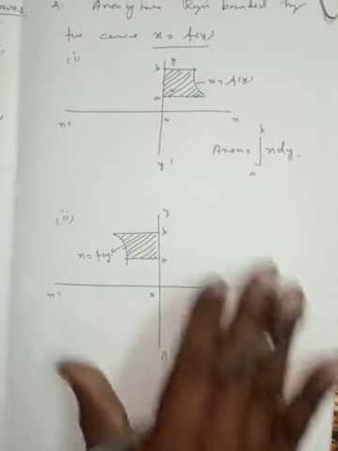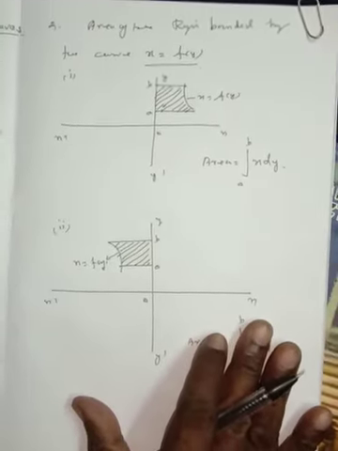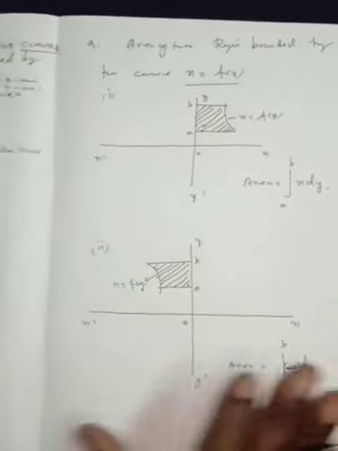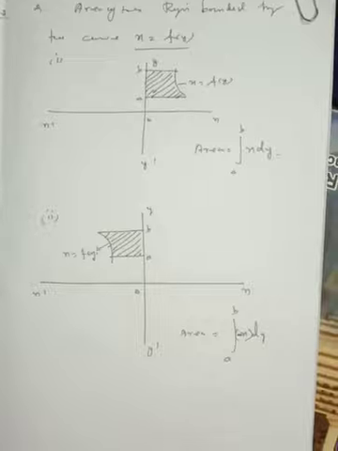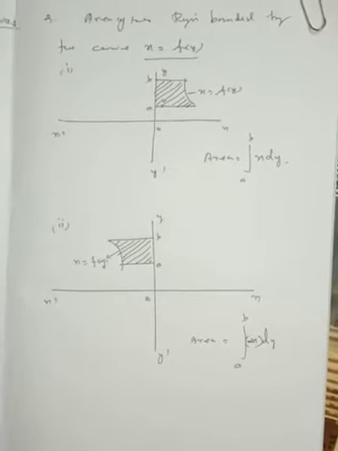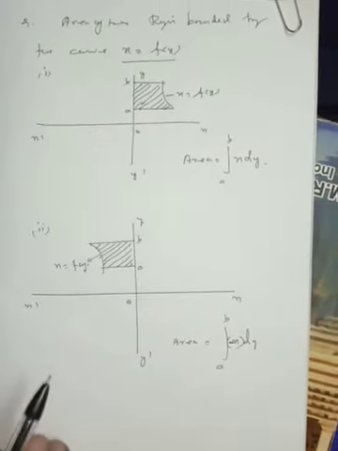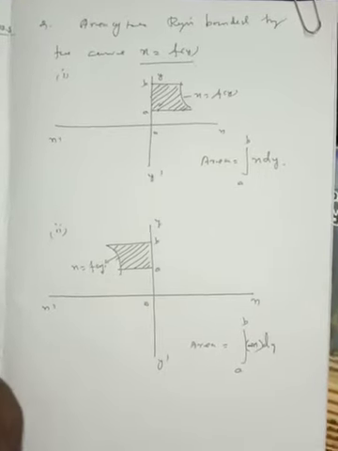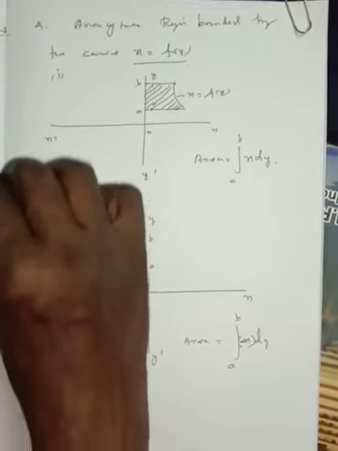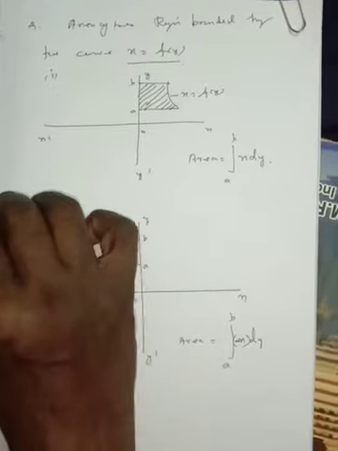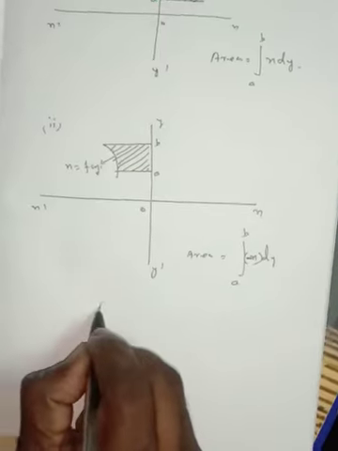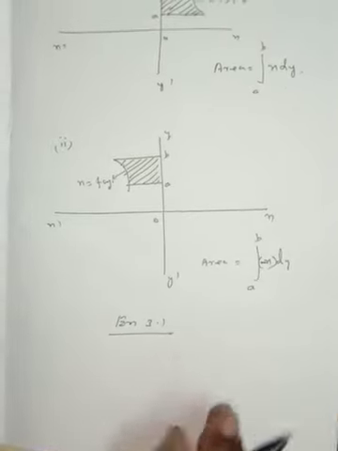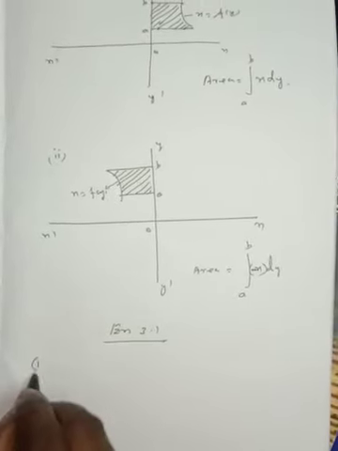These four cases we call the area of the region bounded by the curve. The first two are y is equal to f of x, the next are x is equal to f of y. The first two are the area of the region above x axis.